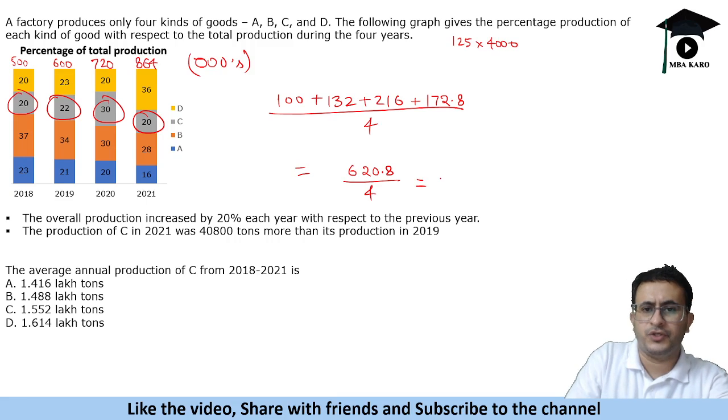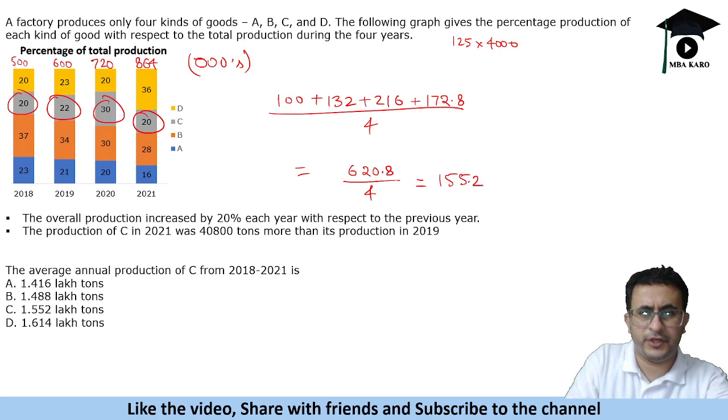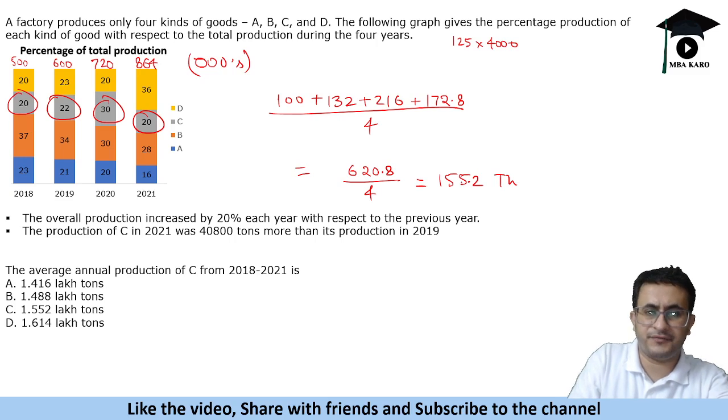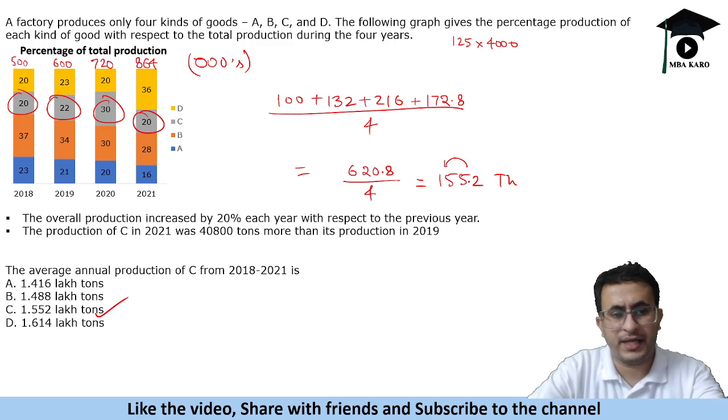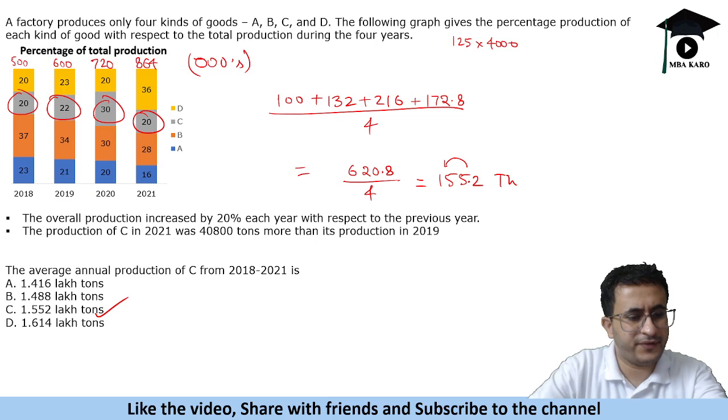by 4. So कितना आ जाएगा 1552, 155.2. This is in thousands. 155.2 thousand. अगर lakh में convert करना है, we will have to shift 2 decimal places this side. So it is 1.552 lakh tons. So it was a bit of calculation intensive set, and this is how we solve this particular DI set.